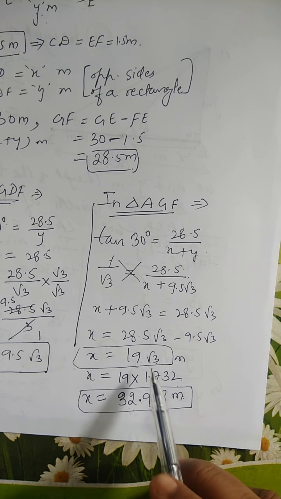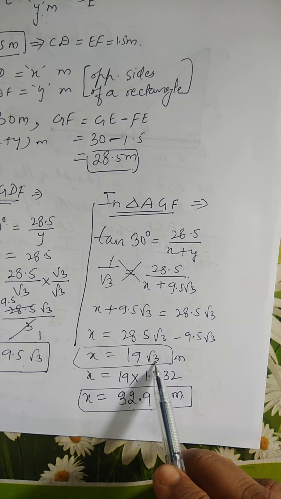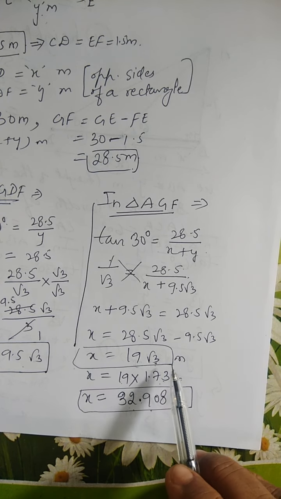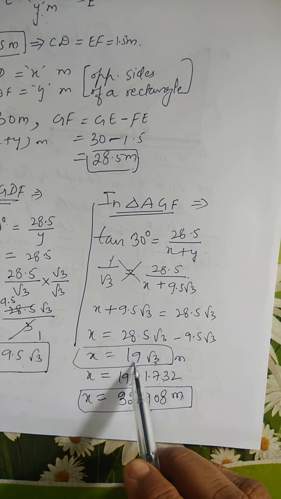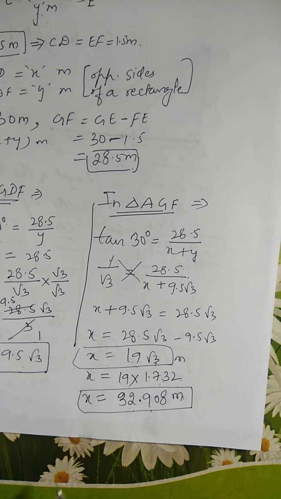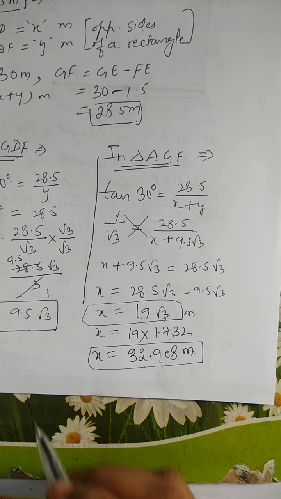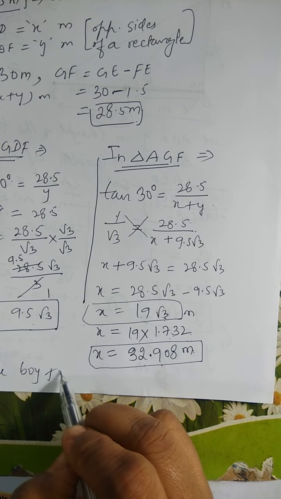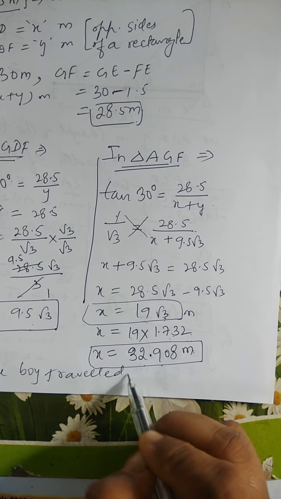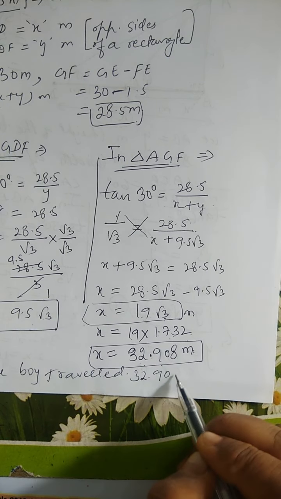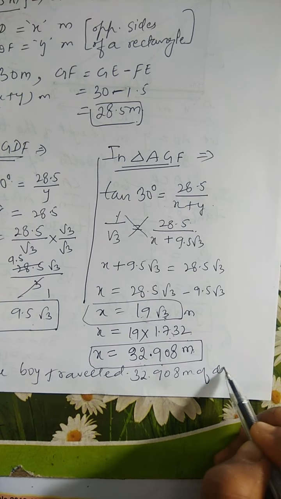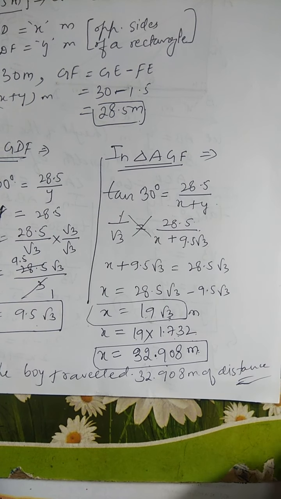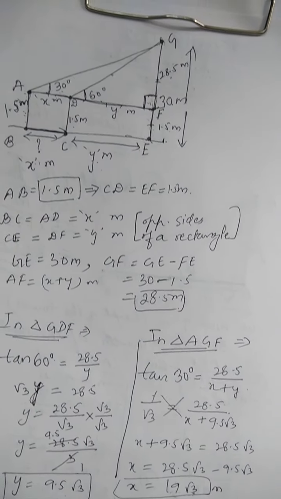If they have mentioned the value of root 3 in the question, you substitute and multiply. If it is not given in the question, then this will be the final answer. So how to write the answer at last? The boy traveled 32.908 meters of distance. In this way you have to solve the problem.